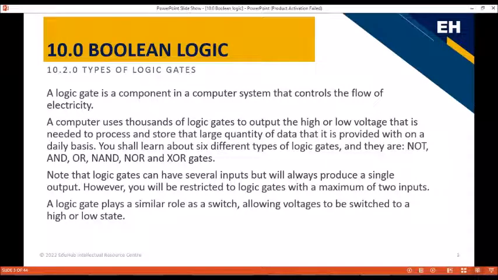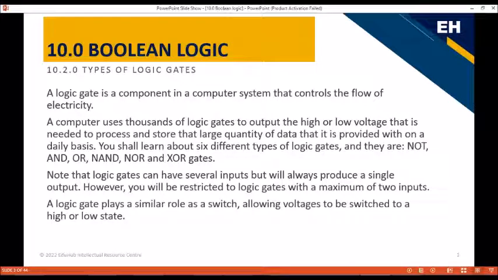Now, what is a logic gate? A logic gate is a component in a computer system that controls the flow of electricity. A computer uses thousands of logic gates to output the high or low voltage that is needed to process and store that large quantity of data that it is provided with on a daily basis.